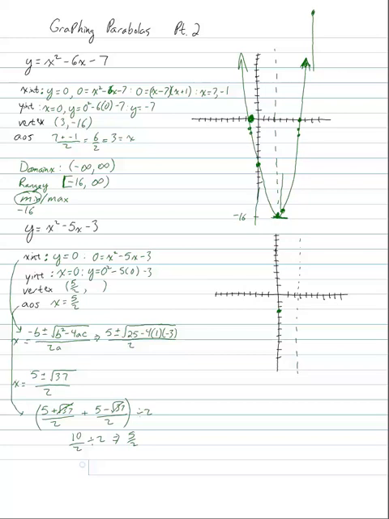If I do, I'll get y equals 5 halves squared minus 5 times 5 halves minus 3. I should be able to do this. 5 halves squared should give me 25 over 4. Minus 5 times 5 halves would be minus 25 over 2. Minus 3, find a common denominator. So I'll get 25 over 4 minus 50 over 4 minus 12 over 4. So negative 25 minus 12, negative 37 over 4.